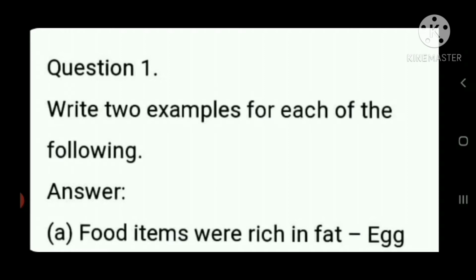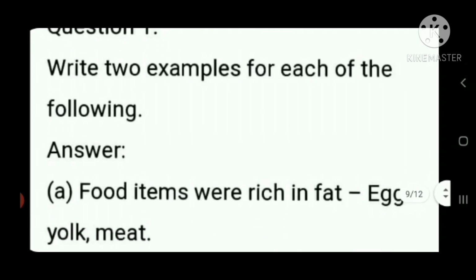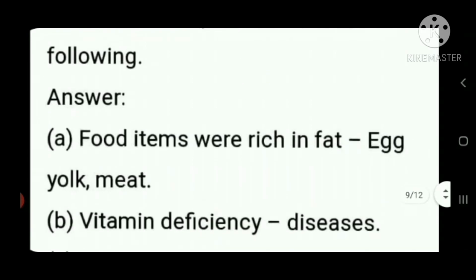Write 2 examples for each of the following. First one, food items which are rich in fat. Food items which are rich in fat are egg yolk and meat. Egg yolk and meat, these are the 2 examples given.